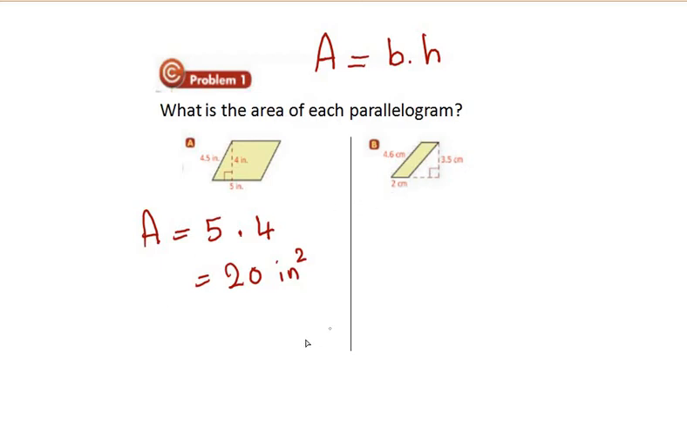What about B? What do you think? Again, the area is the base times the height. The base is 2, the length of this side. Actually, it's 2 because we take the base of the parallelogram, not the base of the shape we created to find the height. This is the base of the parallelogram and this is the height on that base. So it's 2 times 3.5 and this is 7 square inches.